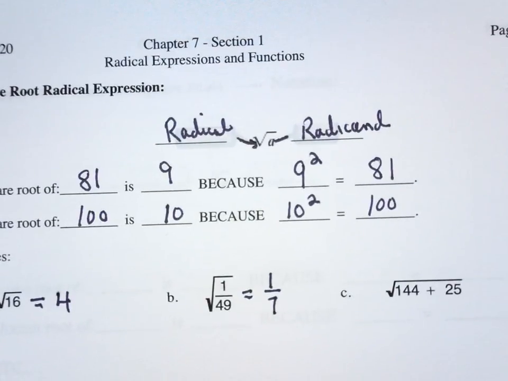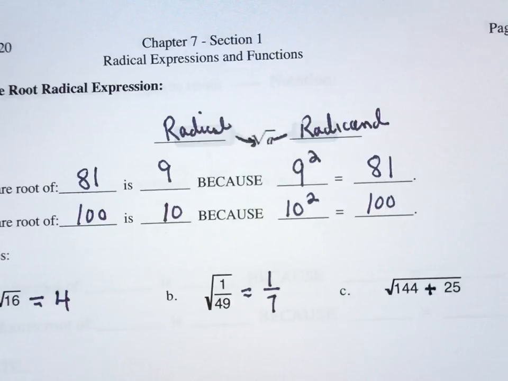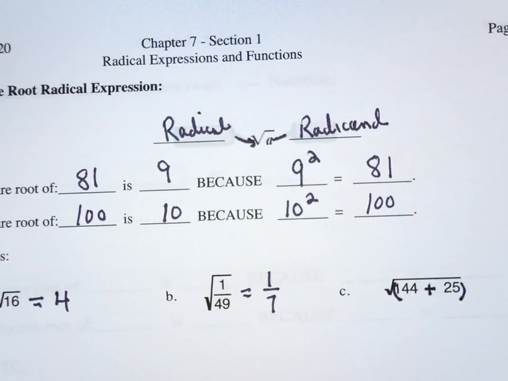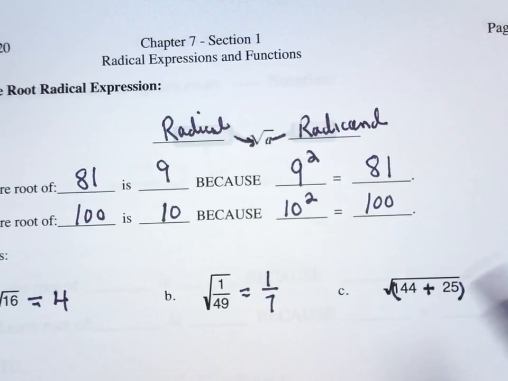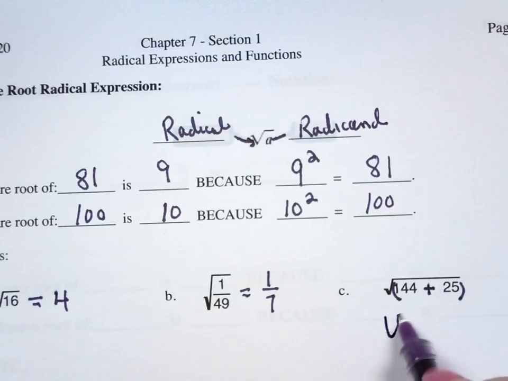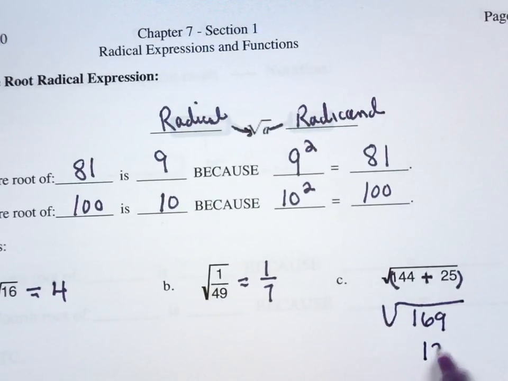Now, here's a square root, but it's got this addition thing. And that says there's a set of parentheses there that joins it. So additions, remember, hang on to either side. So that says there's really a set of parentheses. You always do parentheses first. So you're going to add 144 and 25. You get 169. And the square root of 169 is 13.